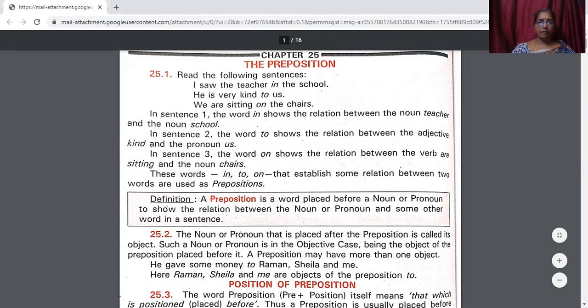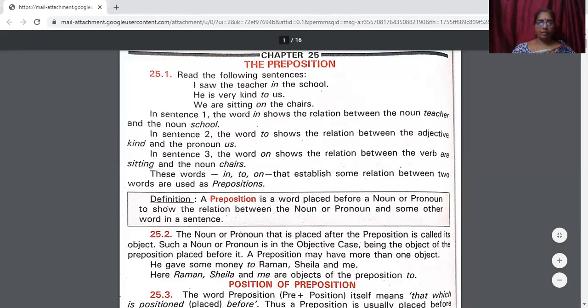In the first sentence, the word in, which is given in italics, shows the relation between the nouns teacher and school. Teacher is the noun here, and the noun school. Skip the word and read: I saw the teacher, the school. What meaning does it give? It does not convey clear meaning to us, isn't it? But when we use the word in, it gives a clear relation between the two nouns, teacher and the school.